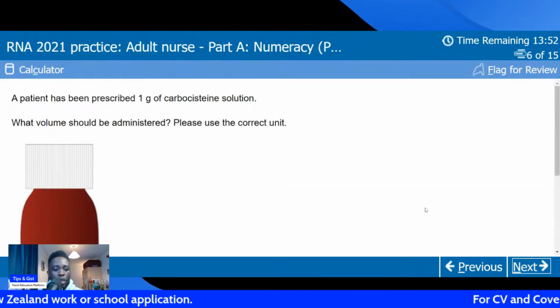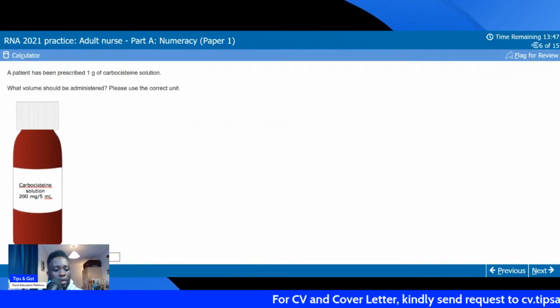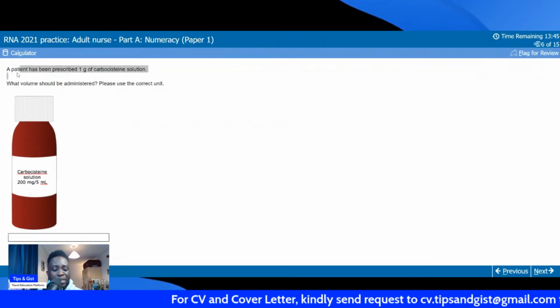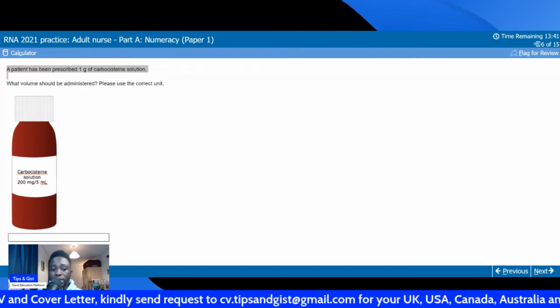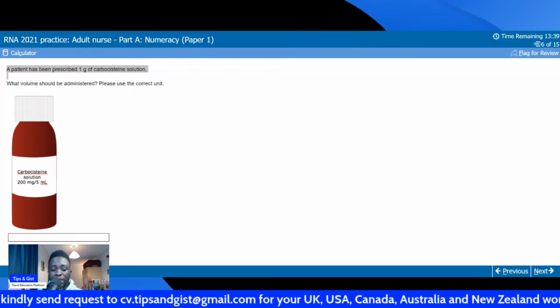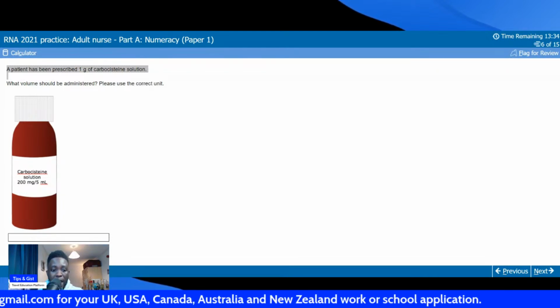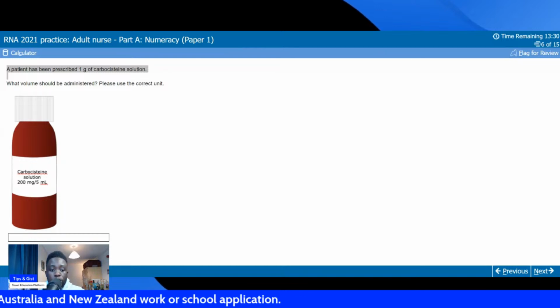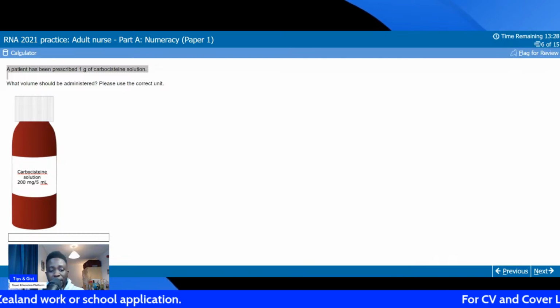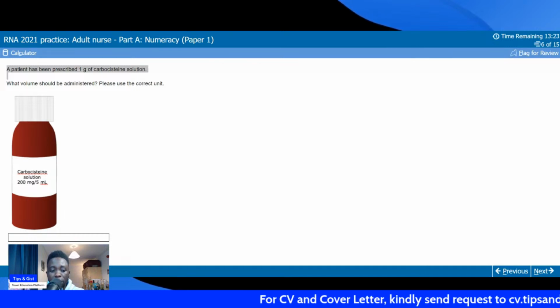Next, question number 6. Let me zoom out. A patient has been prescribed 1 gram of carbamazepine. You know, carbamazepine is a cough mixture, right? So the patient has been given 1 gram of carbamazepine. Now, what volume should be administered? Use the correct unit. The question is, what volume should be administered?